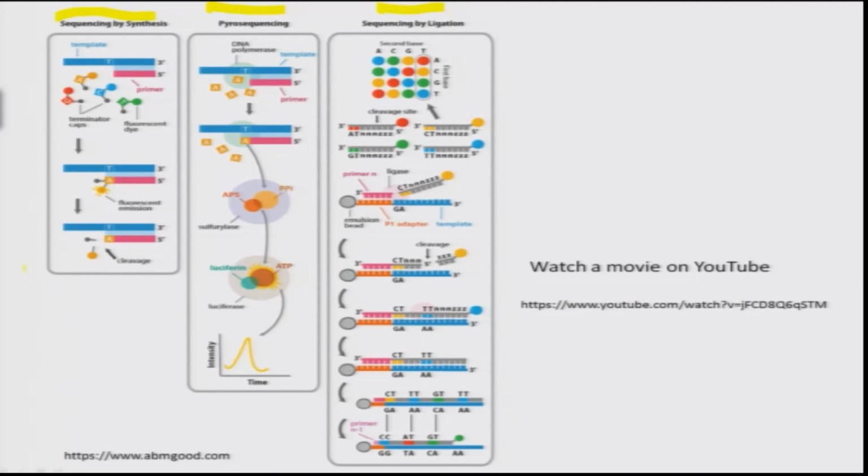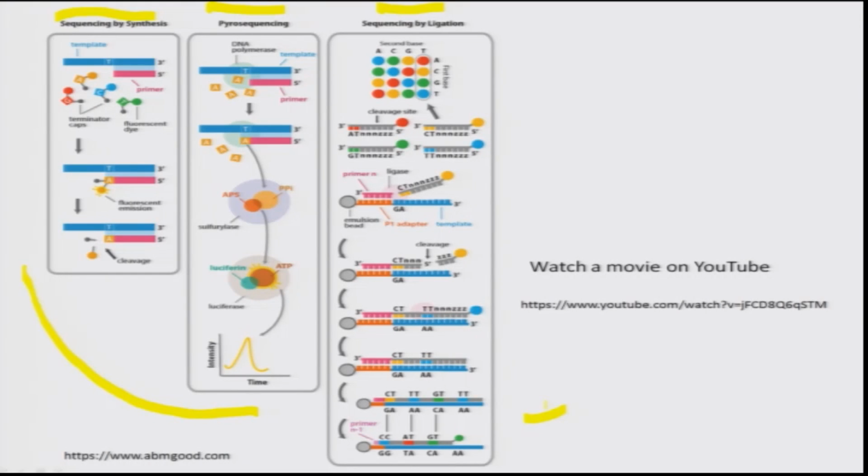In the first two methods, what you basically use is a DNA polymerase. Obviously you have a primer, you have a DNA polymerase that goes and extends, and there are bases that have different modifications for scoring which base it is. Whereas sequencing by ligation does not involve any DNA polymerase. Let us look into these two.